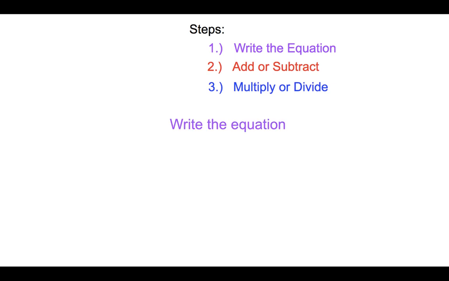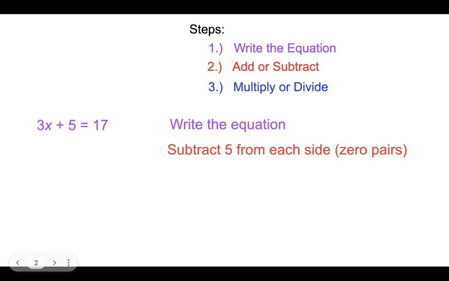So let's start with the first one, where we write the equation, which is an addition problem. 3x plus 5 equals 17. You also have a multiplication part to it as well. So remember, the next thing we'll do is add or subtract because we're undoing the operation. So this time I'm going to subtract 5 from each side by making 0 pairs. Remember, I'm trying to isolate the x or get x by itself. So by subtracting 5 from each side, I will end up with only 3x on the left-hand side. Reminder that you must do it from both sides so that the equation is balanced.